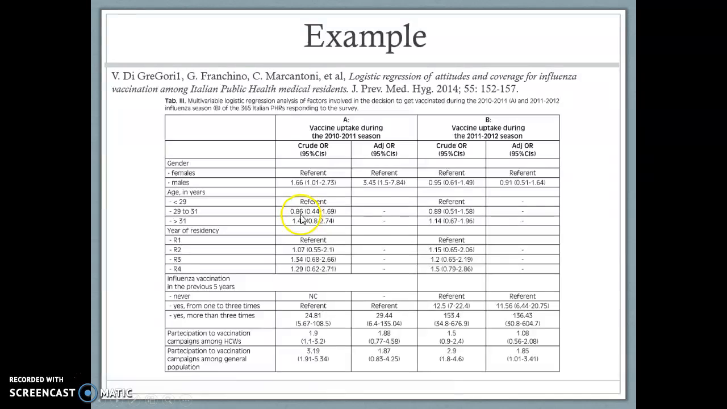And they have the confidence interval, so you can also say the increase in odds of giving a vaccine for males is somewhere between 1 and 2.73 higher than for females.